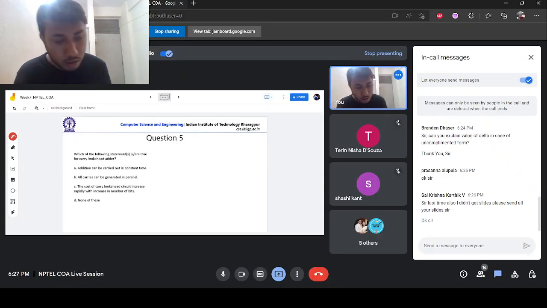Okay, so the next question is: which of the following statements are true for carry look ahead adders? Addition can be carried out in constant time. All carries can be generated in parallel. The cost of a carry look ahead adder increases rapidly with the increase in the number of bits. So what will be the answer? You can try.